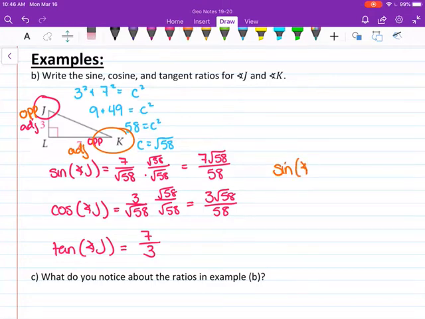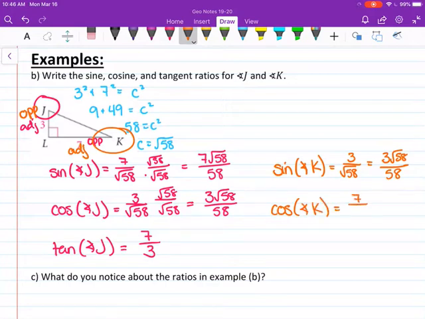is going to be the length of the opposite side to angle K, which is 3 divided by square root of 58, which we already found was 3 root 58 divided by 58. And the cosine of angle K is going to be the adjacent side, which is 7 over root 58, because that's my hypotenuse still. So 7 root 58 over 58. And then the tangent of angle K is going to be 3 over 7.